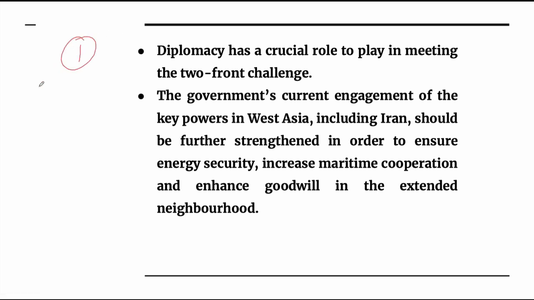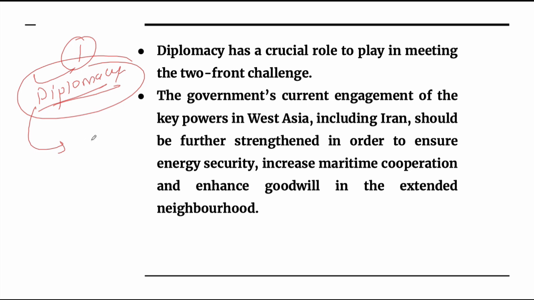Next is related with the diplomacy part. The point that has been highlighted about the diplomacy. Diplomacy is a major tool when you talk about the steps that need to be taken in order to tackle this two front conflict. Diplomacy has a very important role. So under diplomacy, we need to increase our engagement in West Asia.